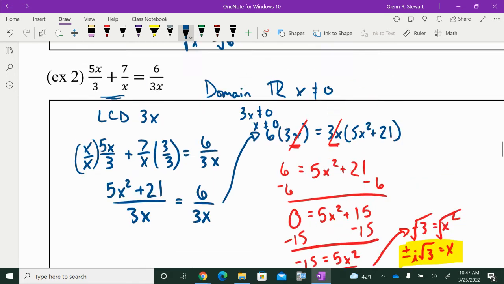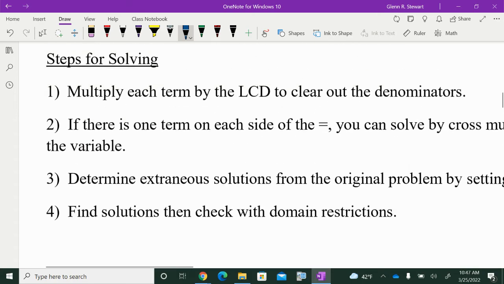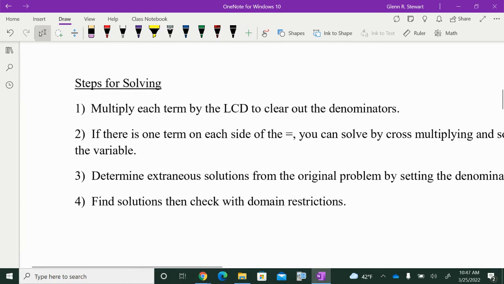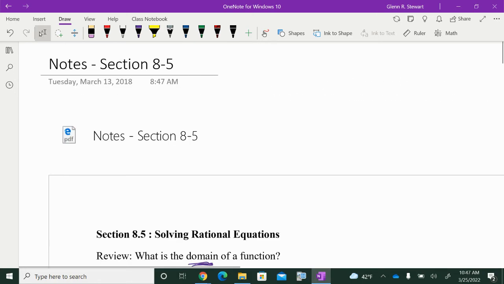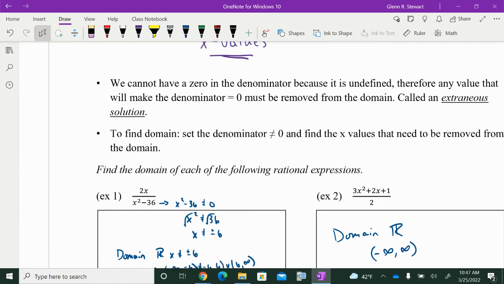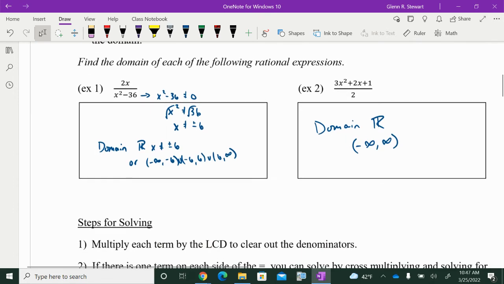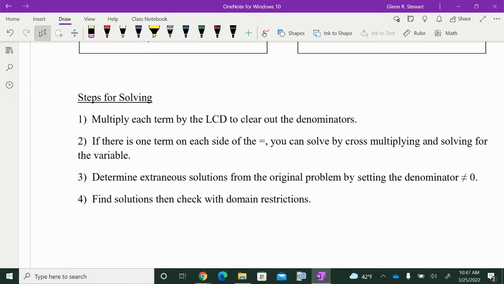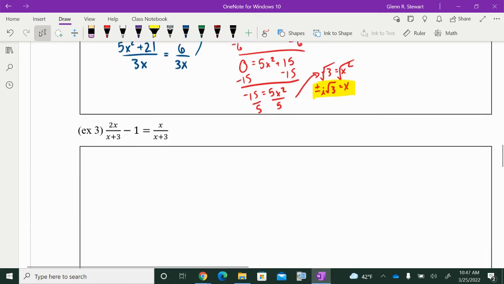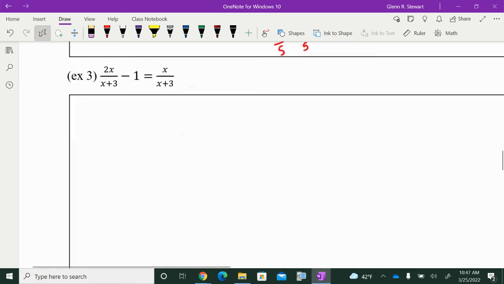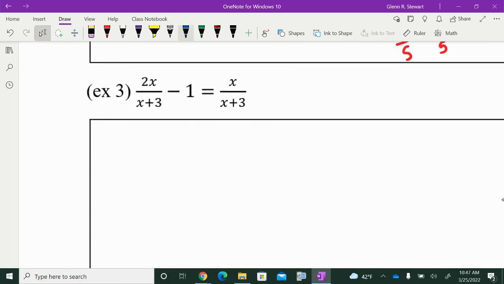So whenever you get an i, an imaginary, okay, we can use it as a solution, but usually we just say that would work whenever we plug it in. Let's go ahead and take a look at example number 3 here.